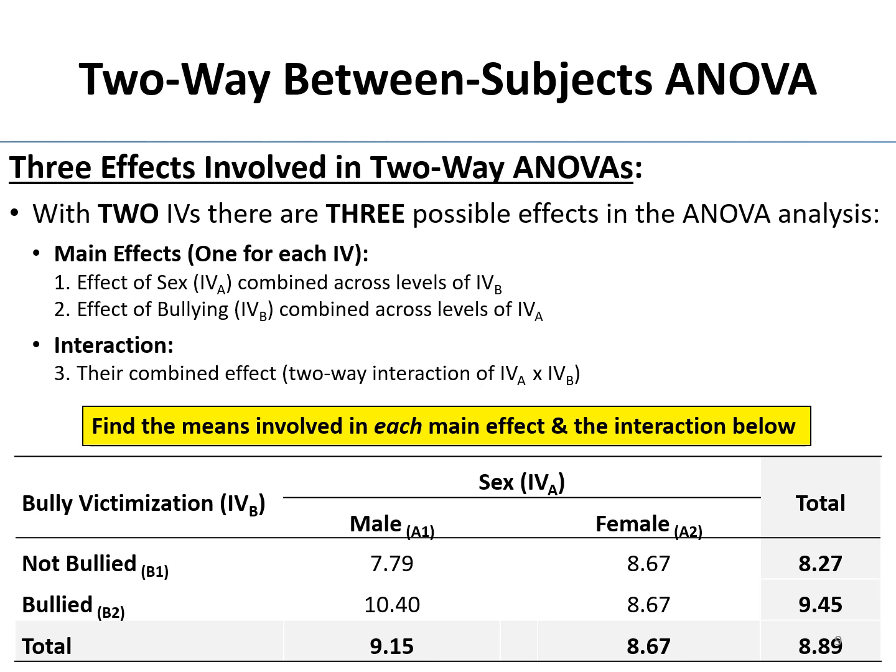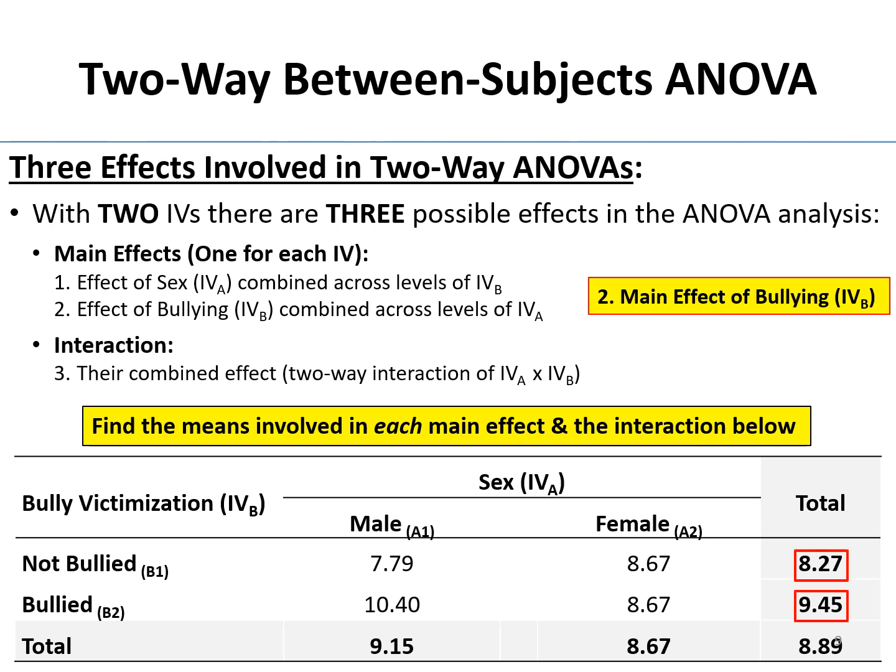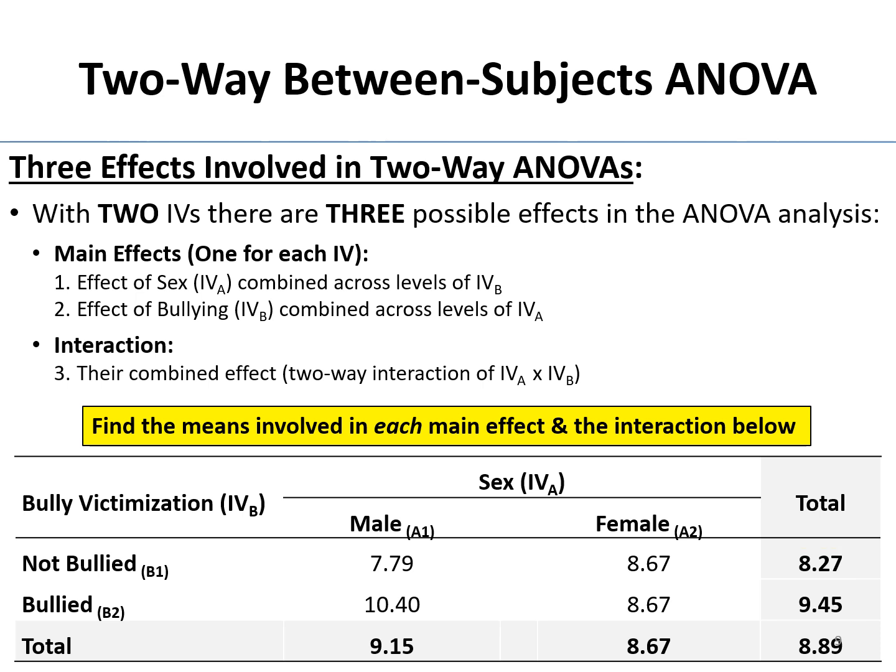The next effect is the main effect of bullying. So where in this table do you see means that ignore the fact that there's males and females? It's just saying, look, here's all the bullied people. We're going to compare them versus all the not bullied people. So hopefully you see that over on the far right, the total, because that's where it's at. So you got the overall hostility of people who were not bullied was 8.27. The overall hostility of people who were bullied was 9.45. It's a little higher. Is that significant? I don't know. That's why we have the main effect analysis that this ANOVA will do.